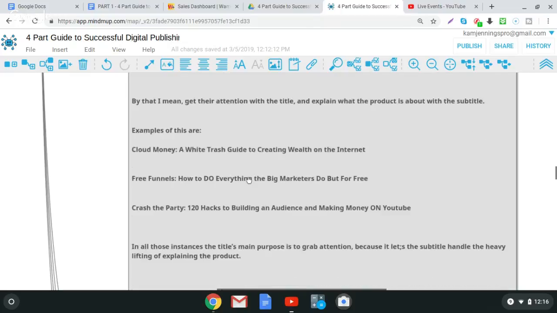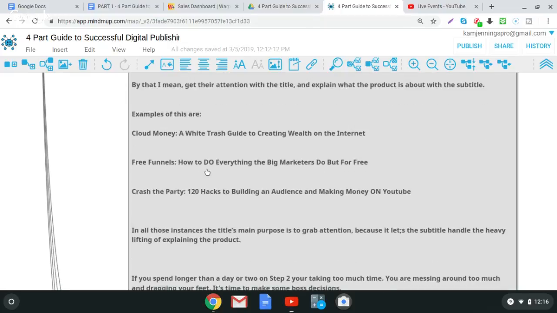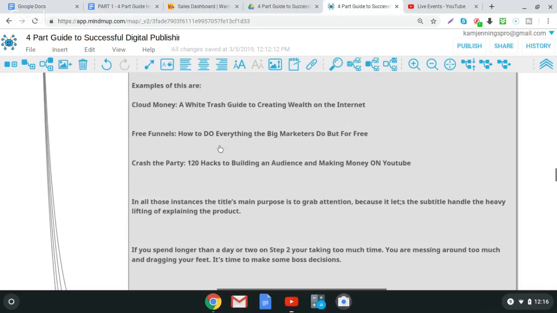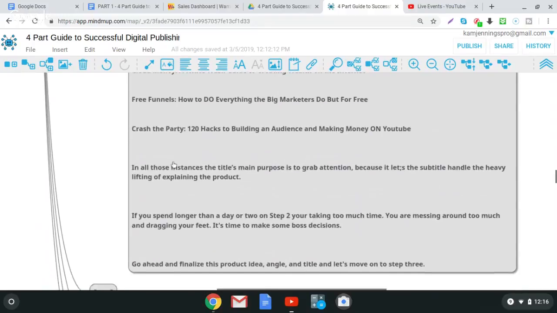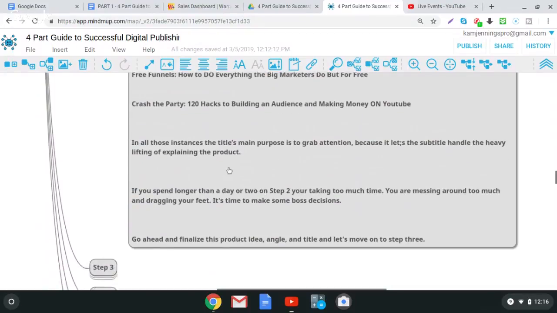Examples of this are Cloud Money, a white trash guide to creating wealth on the internet. Free Funnels, how to do everything the big marketers do but for free. Crash the Party, 120 hacks to building an audience and making money on YouTube. Now, if you notice, in all those instances, the title's main purpose is to grab attention, because it lets the subtitle handle the heavy lifting of explaining the product.